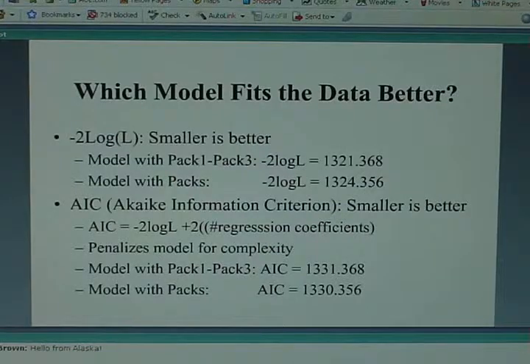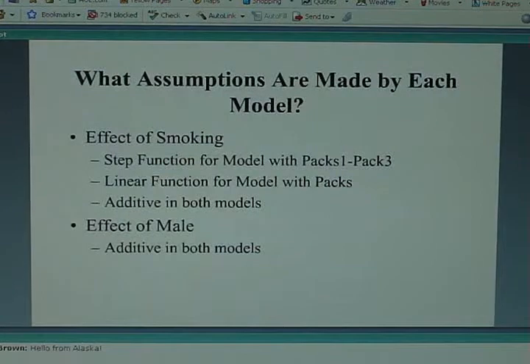But let me ask you one other question as a group. We had two models. They modeled, I should say, the relationship between smoking and your risk of developing heart disease in two different ways. So what sort of assumptions are being made in these two models? What are they talking about? What assumptions are they making in terms of the effect of smoking? What are they saying in terms of the effect of male versus female?